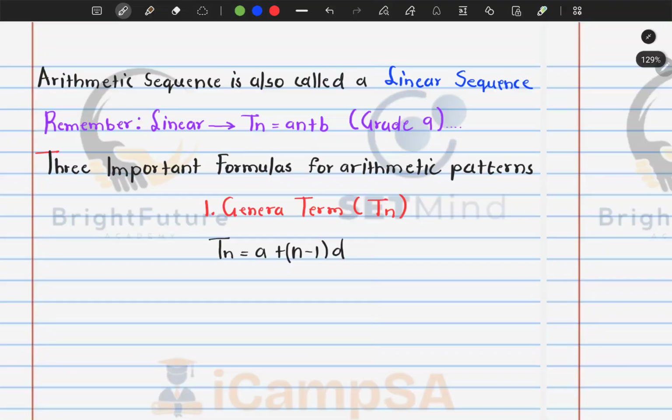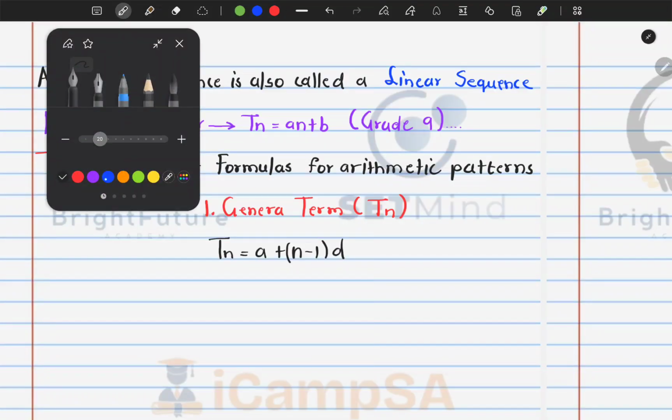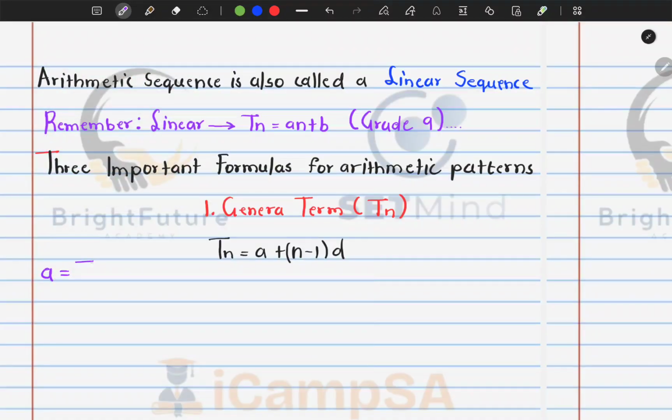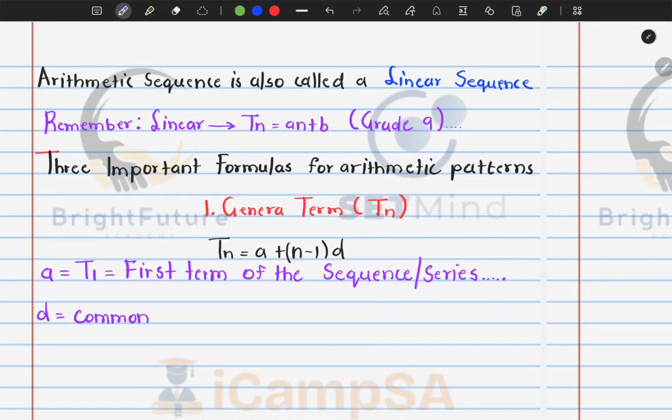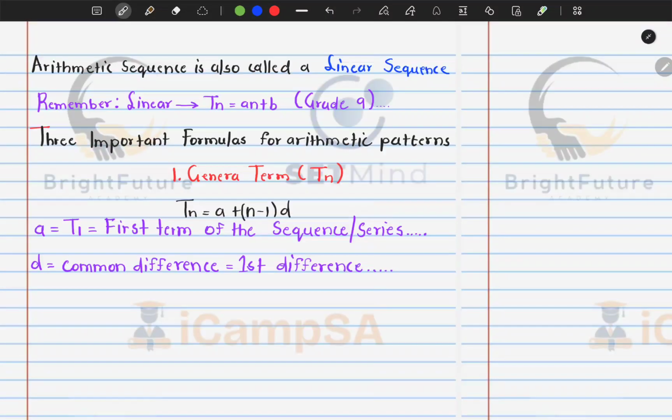And we need to ask ourselves, what is the a and what is the d? So what you should know is that a equals T1, which is the first term of the sequence or series. And then d is what we refer to as the common difference. And specifically, it is the first difference.